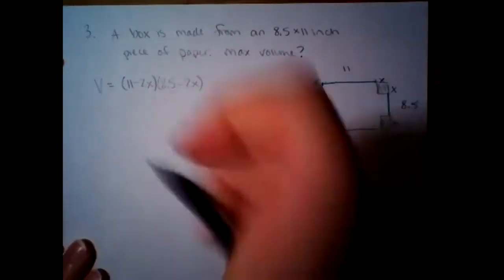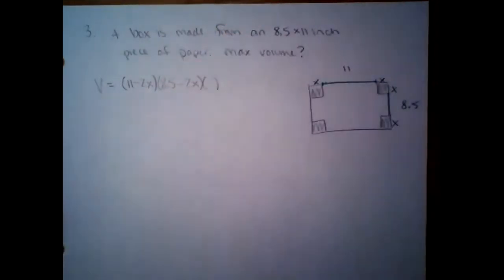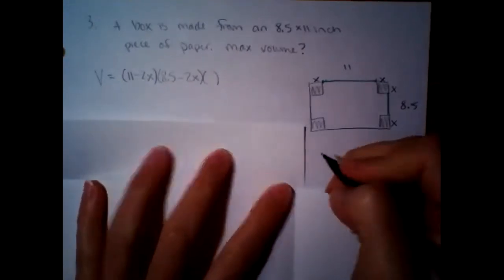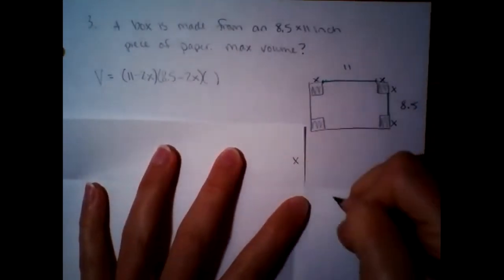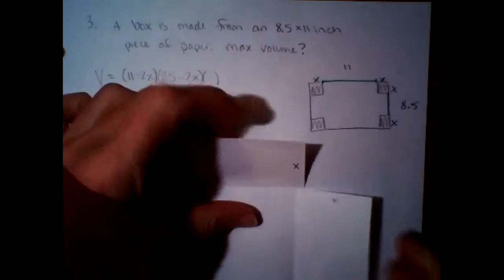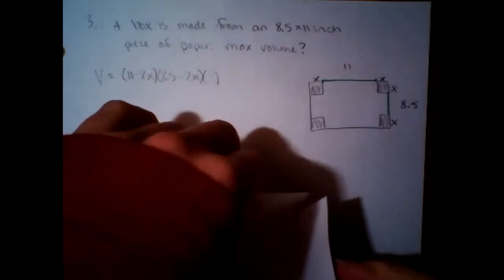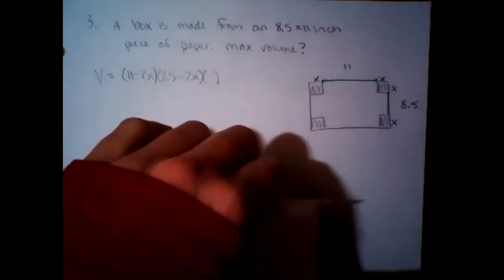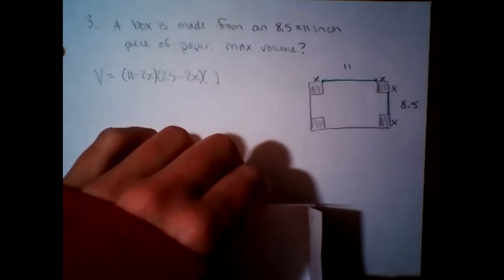Then I need to multiply that by the height. Well, if you fold it up, so here's again the one that I made. If this distance is x, when I fold that up, do you see how x becomes the height? The height of the box is that x distance. So the height is x.